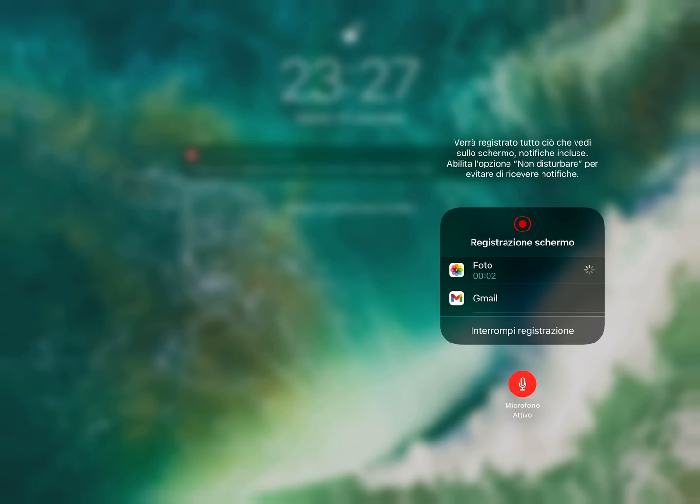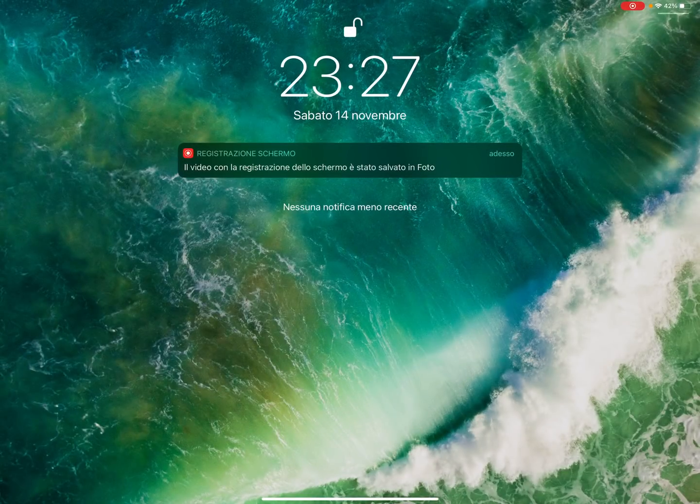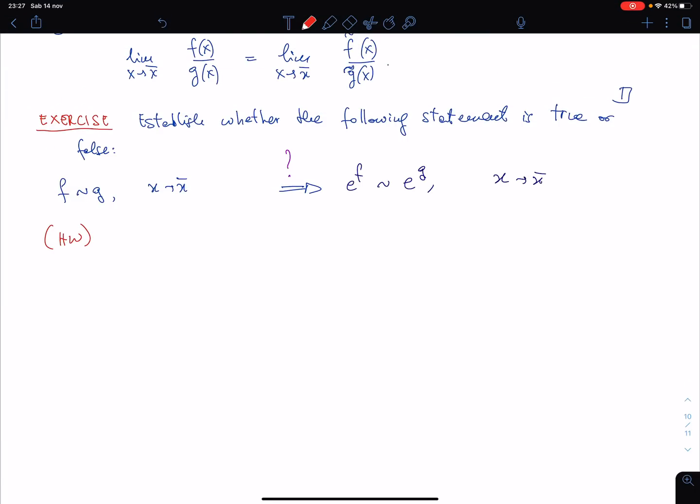Okay, hello. We start again with our lecture. In the next part, we will treat this topic, which is the comparison between infinitesimals and infinites.